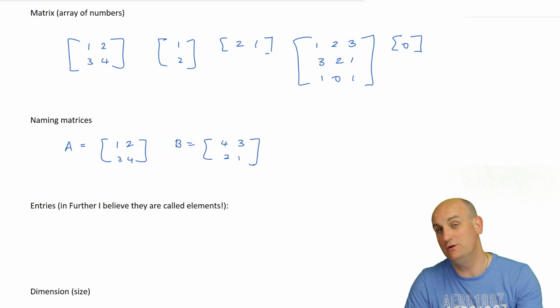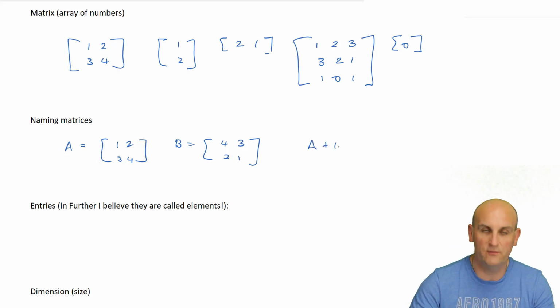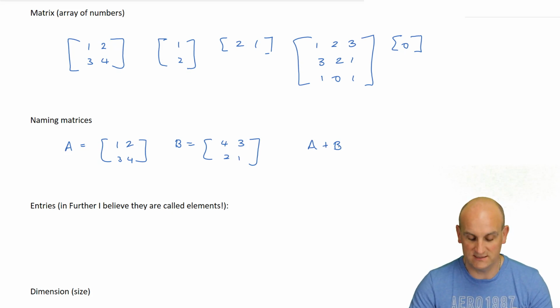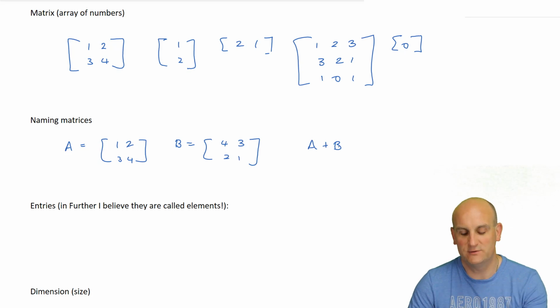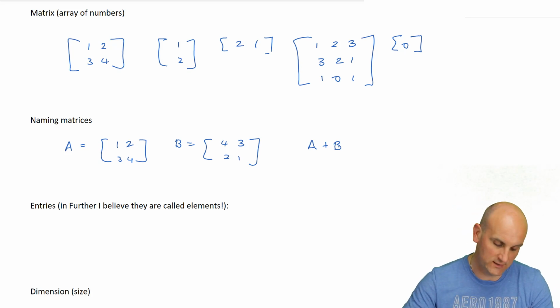Now, the way that's useful to us is because we can then simplify things and say, can you please work out the sum of A and B, or A plus B? It makes life a lot easier than trying to write those matrices out left, right, and center. So whenever you see a capital letter, generally in bold in the textbook, it means that that is the matrix, which will have been defined previously in the question.